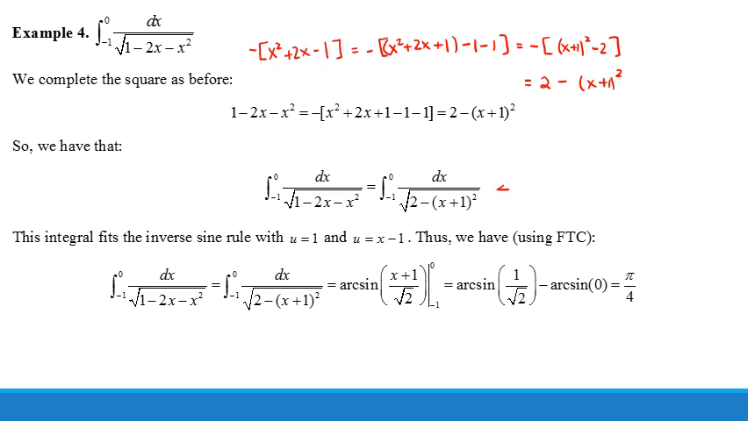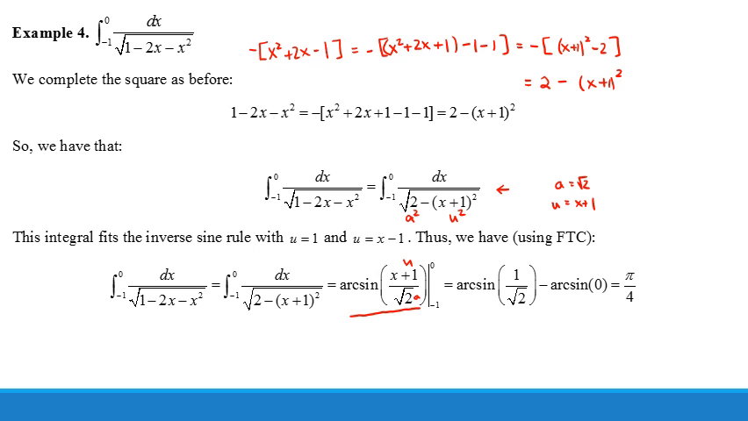Now we are down here working this problem, and this looks like the arc sine rule, or the inverse sine rule. So remember that this is a squared, this is my u squared, so a is equal to the square root of 2, and u is equal to x plus 1. Okay, so the antiderivative is going to be the arc sine of x plus 1 over the square root of 2, which is my u divided by my a.